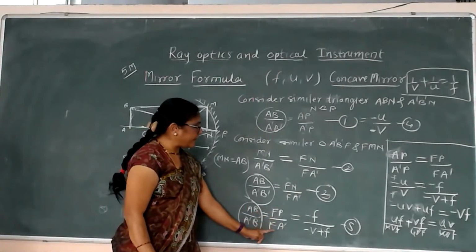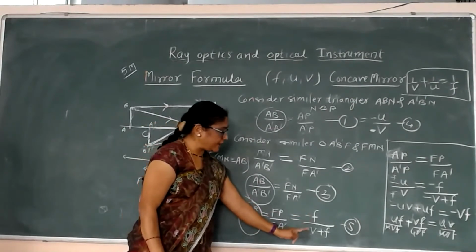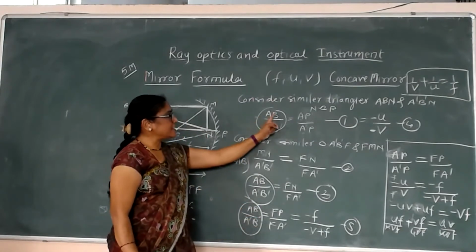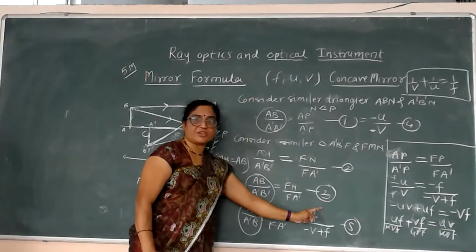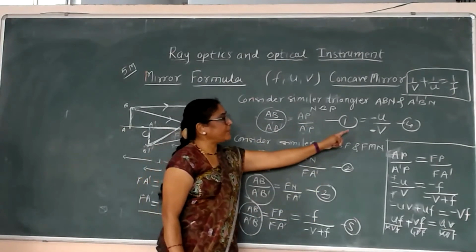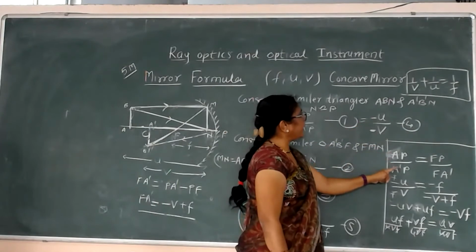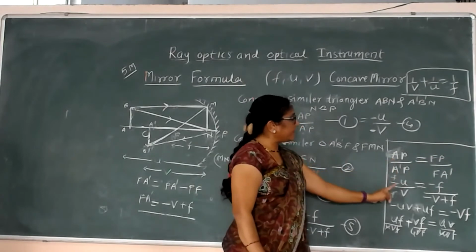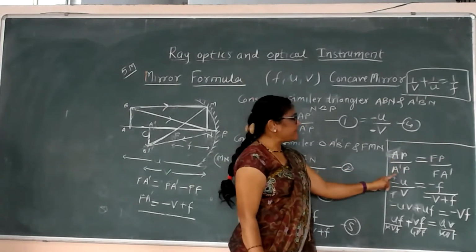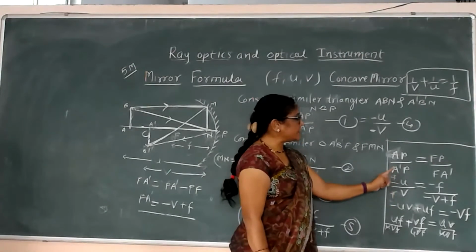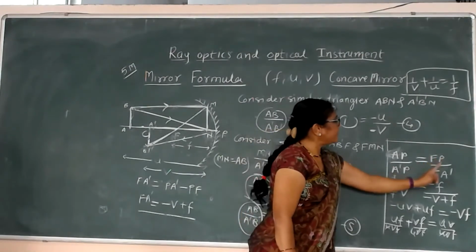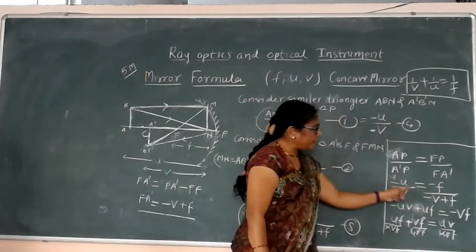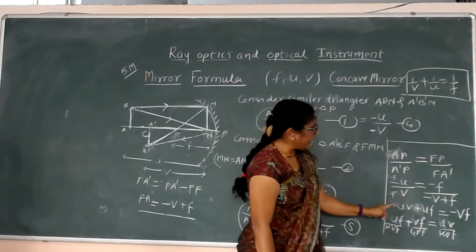Therefore, FP divided by FA dash is equal to minus F divided by minus V plus F. So one side is the same: AB by A dash P is the same for equation 1 and the third equation, and the other side is also the same. So replace the value: AP divided by A dash P is equal to FP divided by FA dash. We got the value of AP as minus U, and the value of A dash P, the image distance, as minus V. Minus minus is plus, and F is equal to minus F divided by FA dash, minus V plus F. Then cross multiply this equation: U into V minus UV.